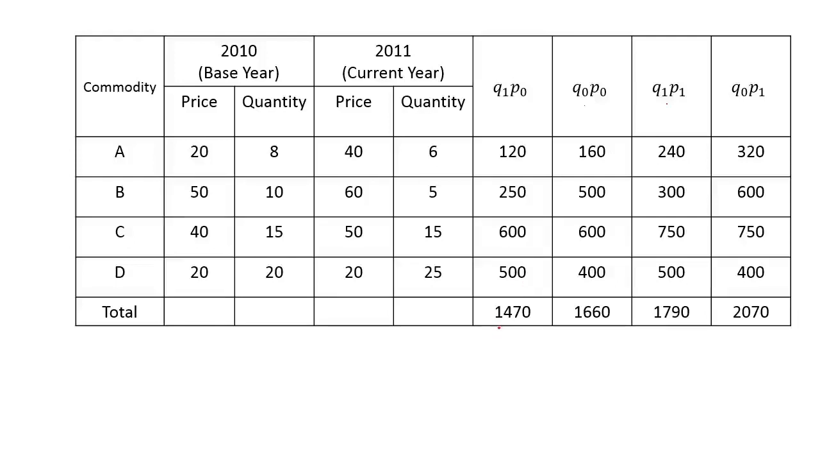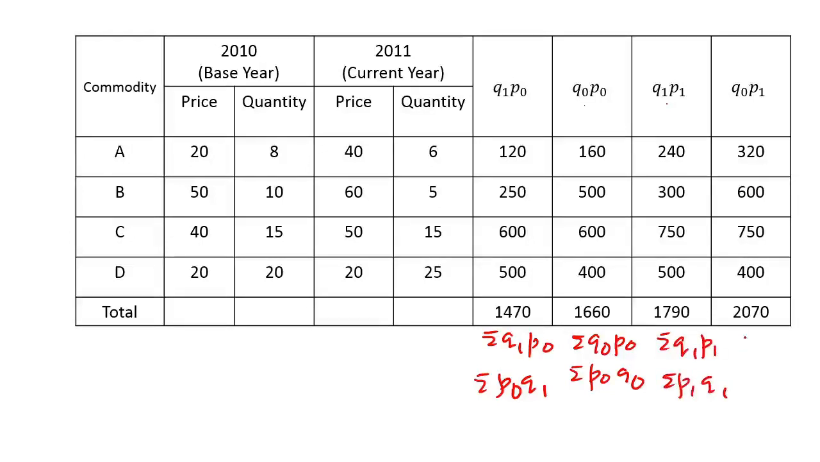So this value that we have is summation Q1 P0. This value is summation Q0 P0. Recall that this is same as P0 Q0. This is summation P1 Q1, which is same as summation Q1 P1, and this is summation Q0 P1, which is same as P1 Q0. These are the four values that we need in calculating all those index numbers.